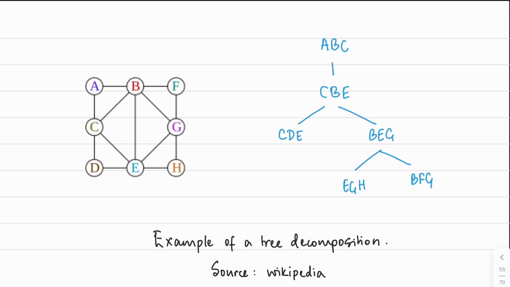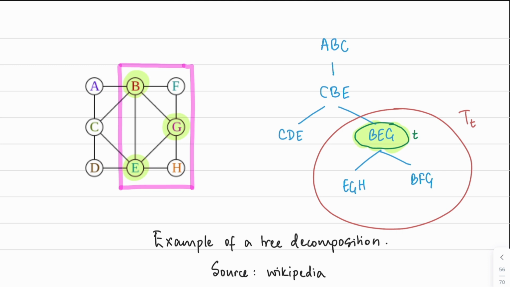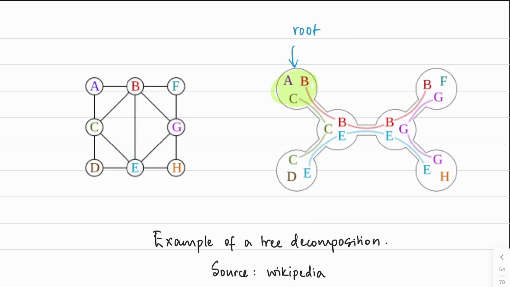But now let's say we pick a particular vertex in this tree decomposition. So that's the highlighted vertex here, the green one, BEG. Let's say that that vertex is t. So we have highlighted the vertices BEG back in the graph. They just induce a triangle. Now if I look at T sub t, that's going to be the subtree of the tree decomposition rooted at t. And this is, of course, relative to our choice of root, which is right up here. Remember that we chose the ABC bag to be the root.